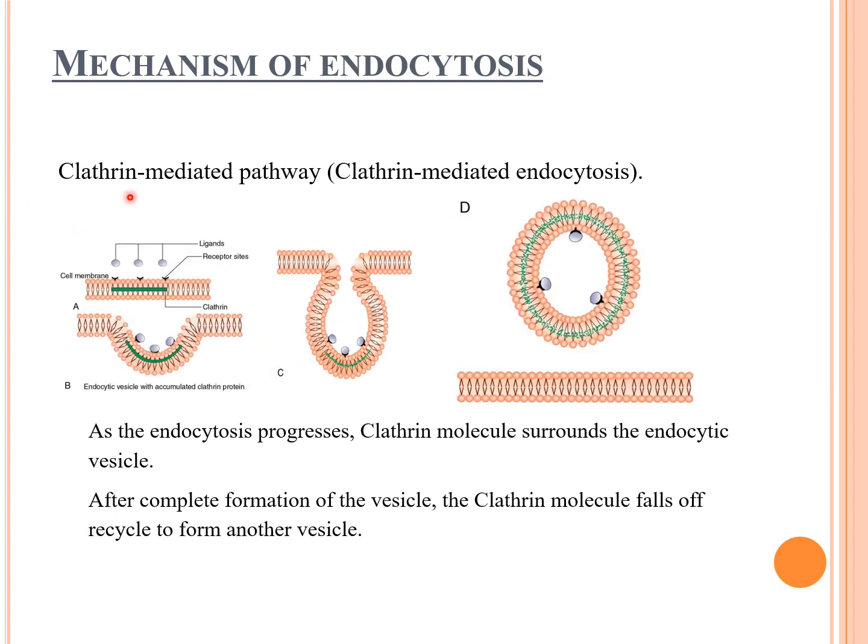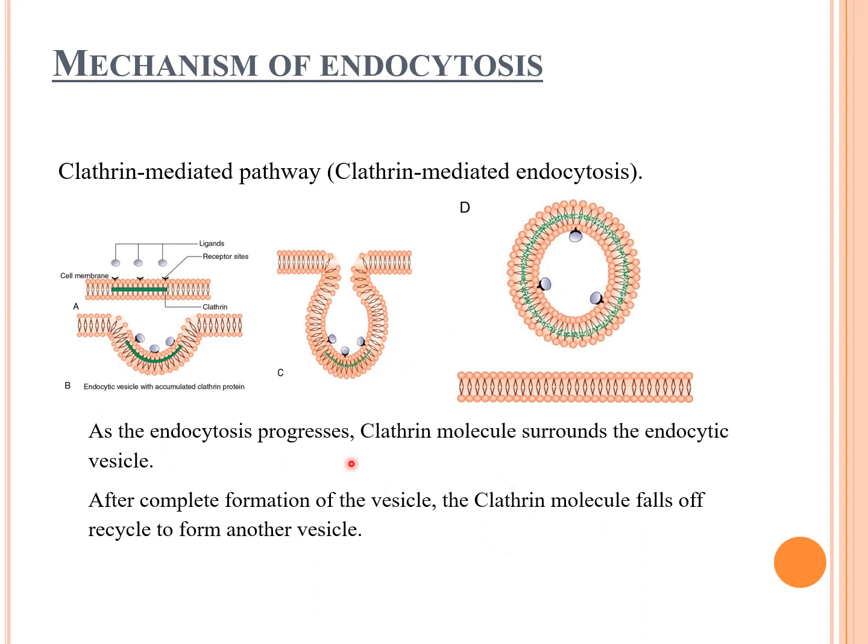Whereas in the clathrin mediated pathway, the substance, the ligand, will come and bind with the receptor present on the cell membrane, and there is a protein called clathrin. This clathrin will form a circle in the cell membrane. Once the endocytic vesicle is formed, this clathrin will fall off from the endocytic vesicle and be reused for the next cycle.